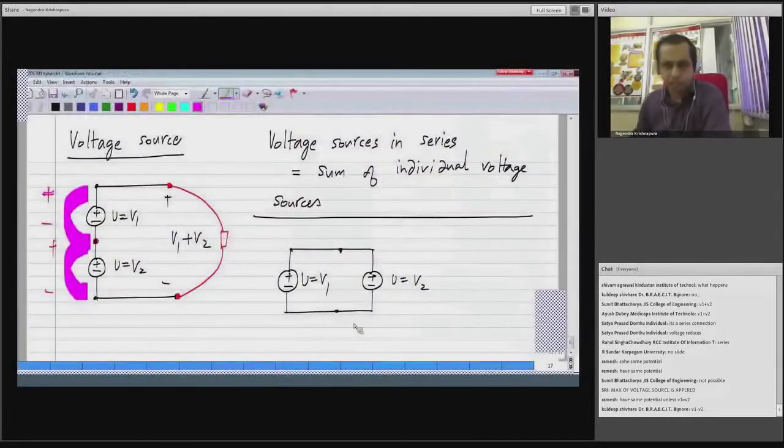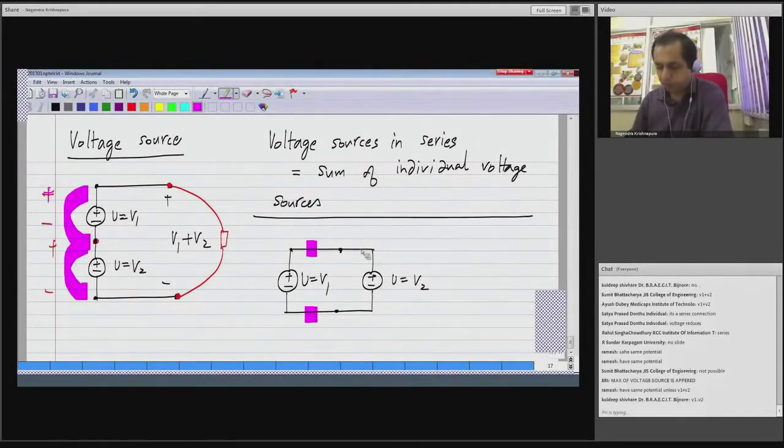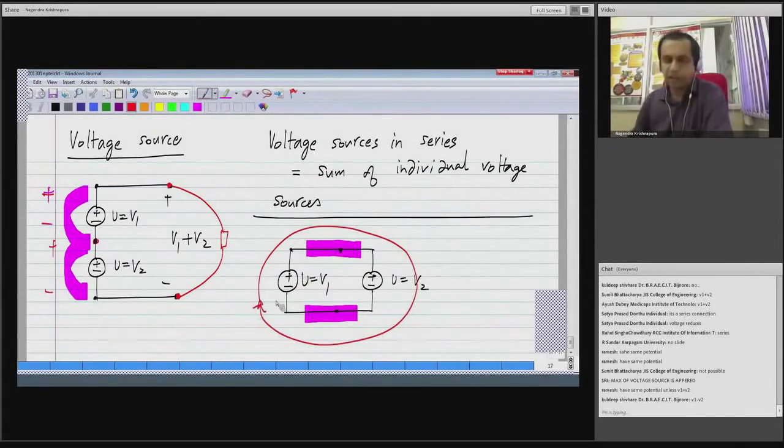There were many answers and some of them said this connection is not possible, and that is correct. There are many ways to think about it. First of all, the first voltage source is enforcing a voltage V1 between these two terminals, and this voltage source is trying to enforce a voltage V2 between the same two terminals. Clearly there is a contradiction and that's not possible. Alternatively, you can think of this whole thing as a loop and write KVL around it, and the sum of voltages would be V1 minus V2, which cannot be 0 unless V1 happens to be equal to V2.